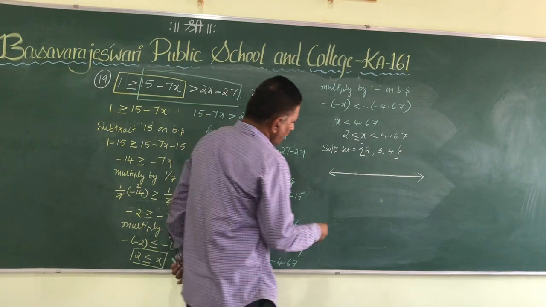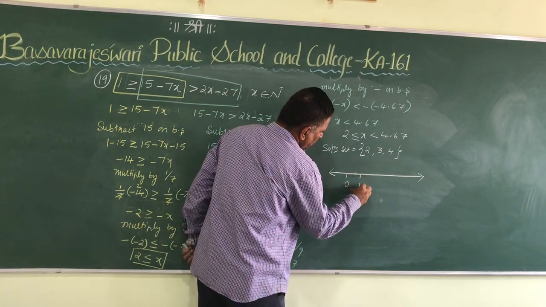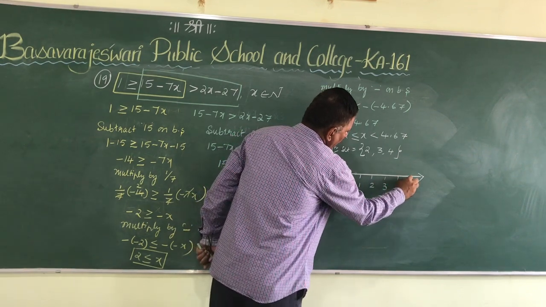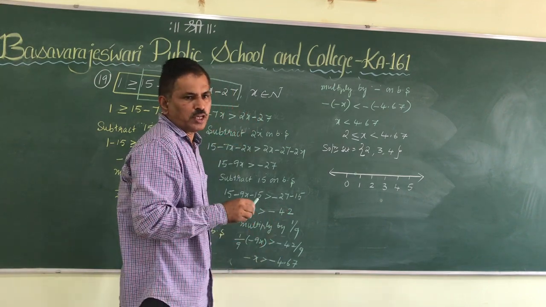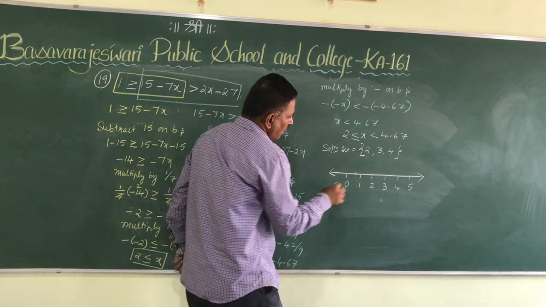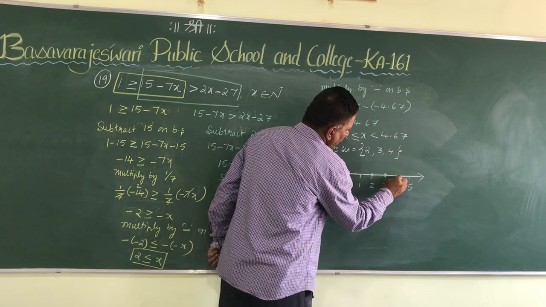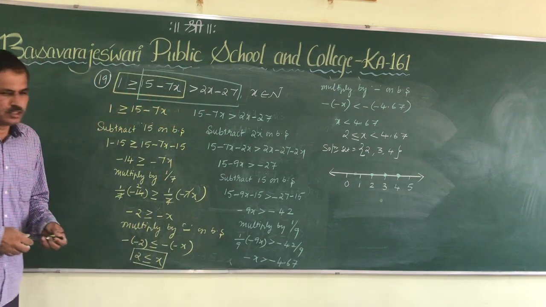To draw the number line, you can start anywhere. If you want, you can take 0 here, 1, 2, 3, 4 as well as 5. Since it is a natural number, you are supposed to draw a dark circle on 2, 3 as well as 4. So this is the 19th question.